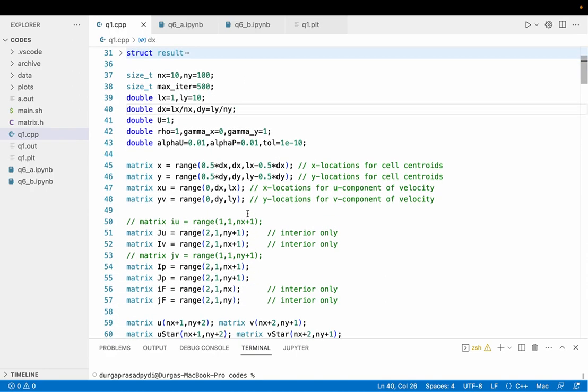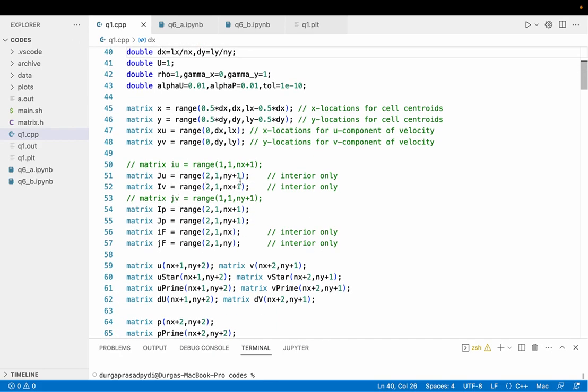As I have defined, x and y are the cell centroids for all the interior cells, and xu and yv are for the x component of velocity and the y component of velocity respectively. What I have shown you previously is that your u component has a size of nx plus 1 by ny plus 2. These are the u and v components that I have stored here. Every time I write the cell equations, I will be writing only for the interior cells. So I am just storing all these interior cells in this particular array.